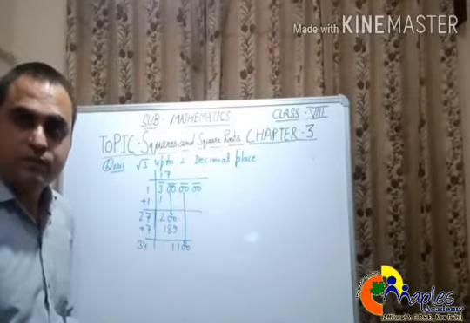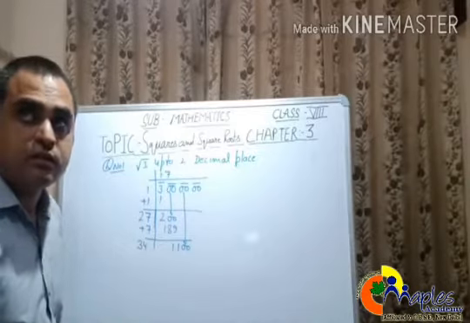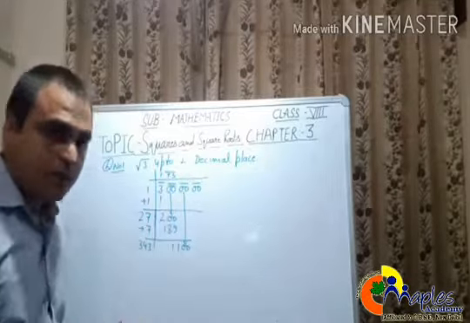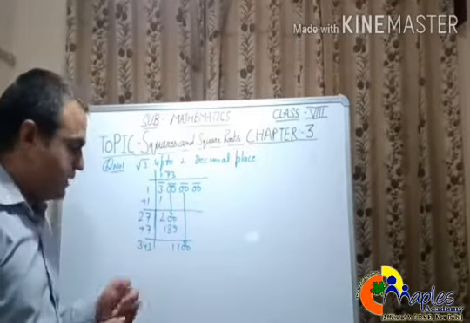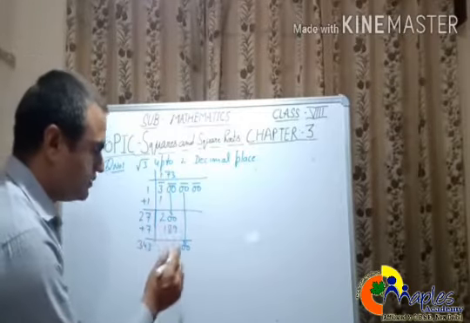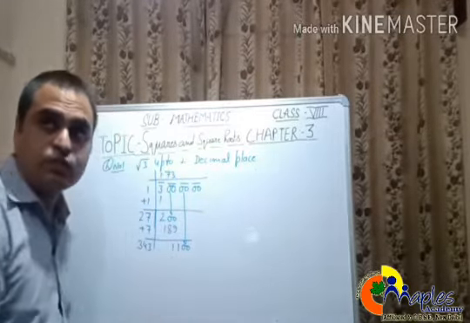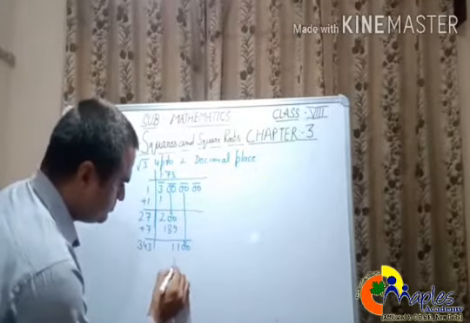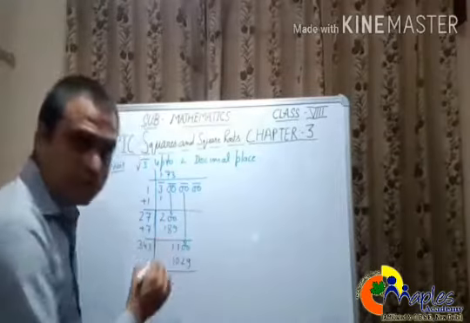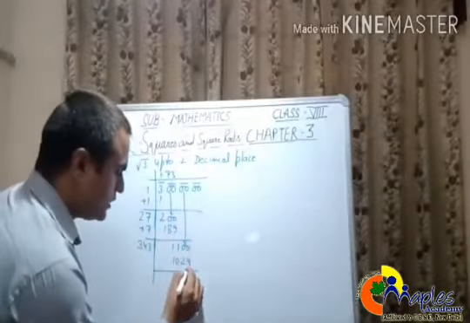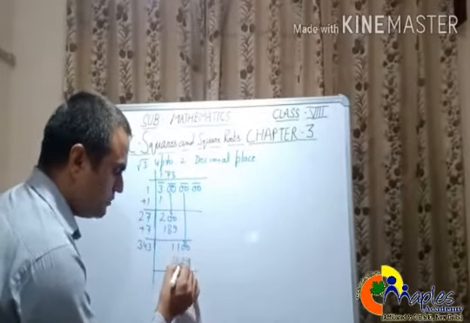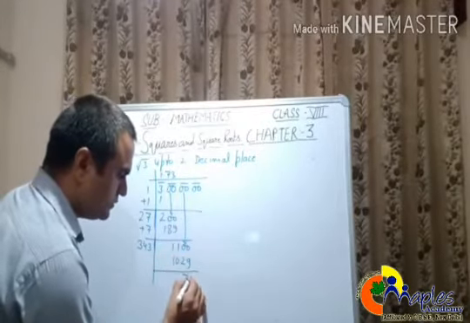How many times can it be divided? It can be divided 3 times. Now you have to multiply 343 by 3. If we multiply 343 by 3, we get 1029. Now subtract these numbers. 10 minus 9 is equal to 1. Here is the 9. 9 minus 2 is equal to 7. 0.